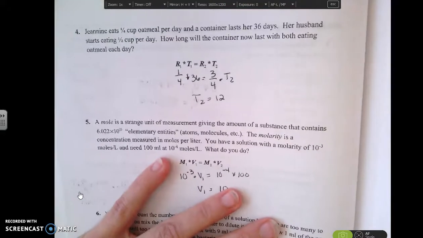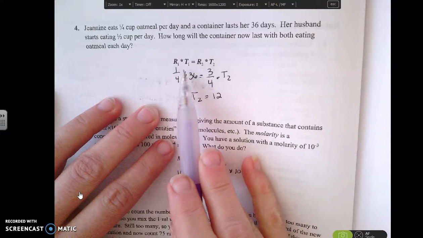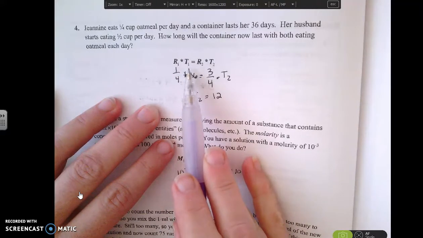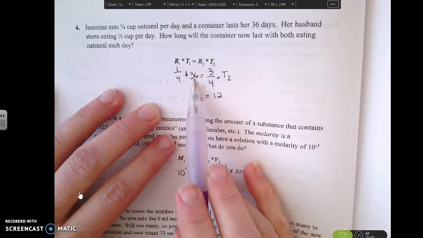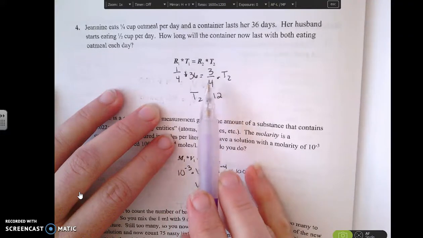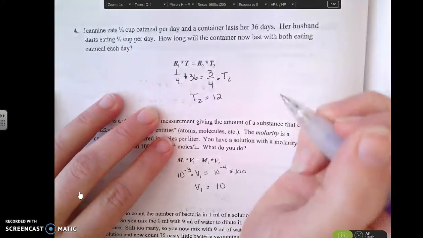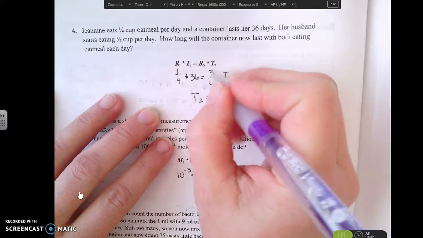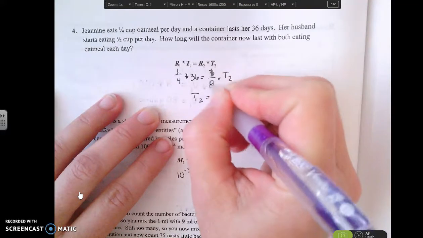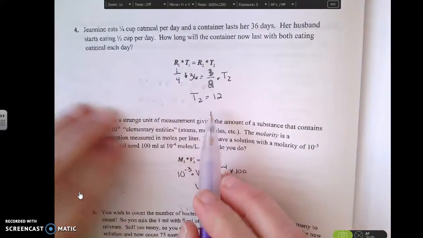Alright, so these last ones are the same types of problems. Jenny eats 1/4 cup of oatmeal, and her container lasts 36 days. And her husband eats 1/2 cup, so 1/4 cup for 36 days. Not 3/4 cup. 1/2 cup per day. So this should be 1/2. For her husband it would last 12 days.